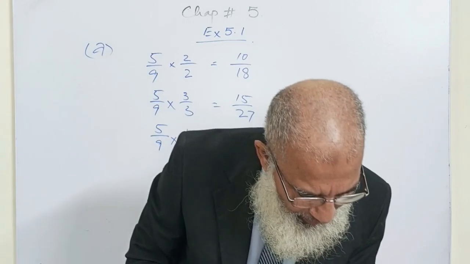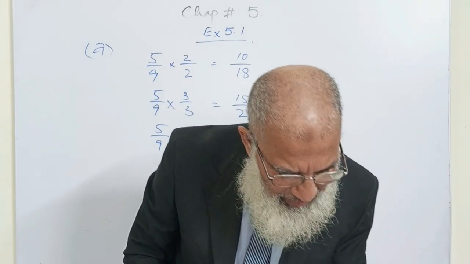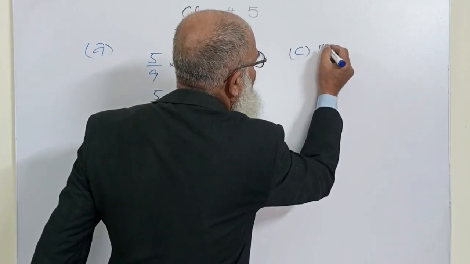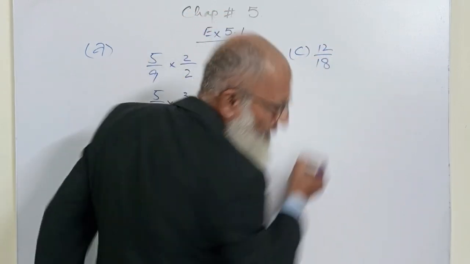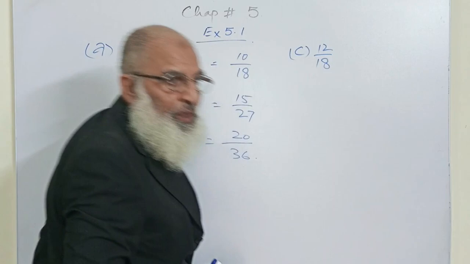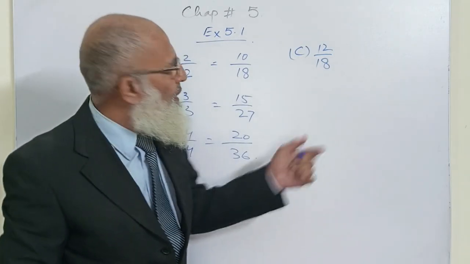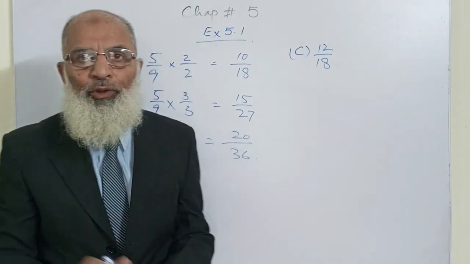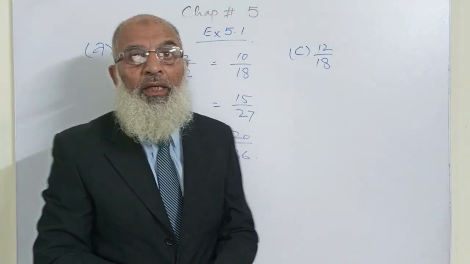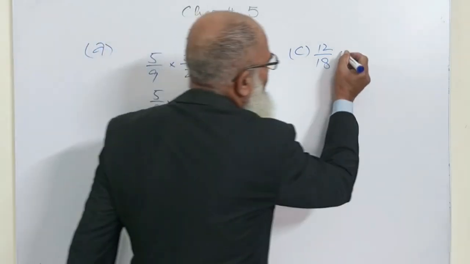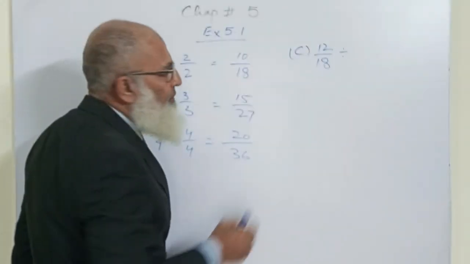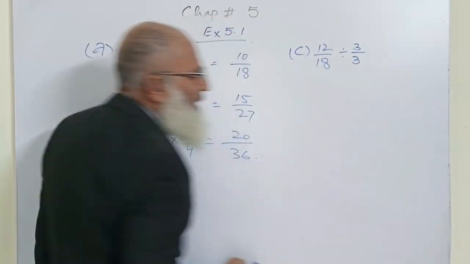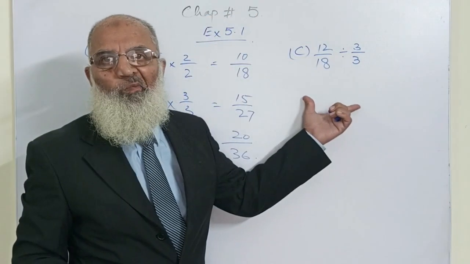Now for the C, what about C? C is 12 upon 18. I think it is 12 upon 18. So, my dear students, you see that both the numbers, I told you the test of divisibility, we can divide it with 3.